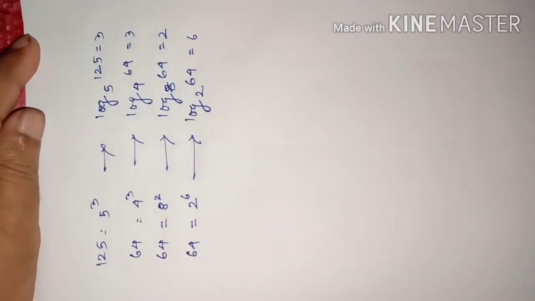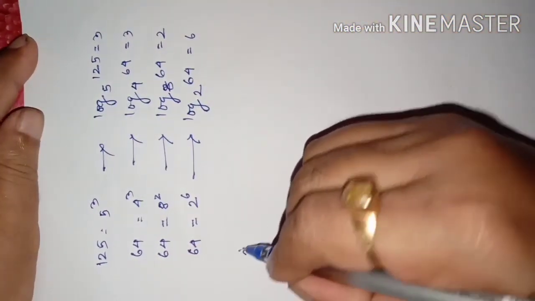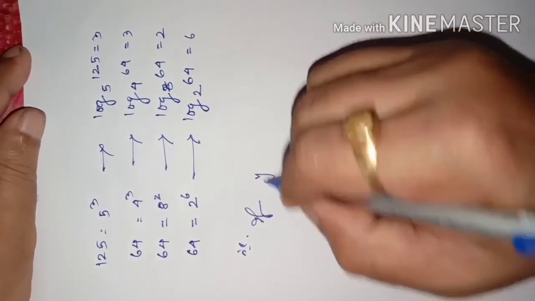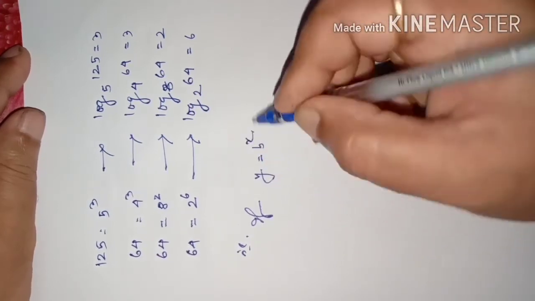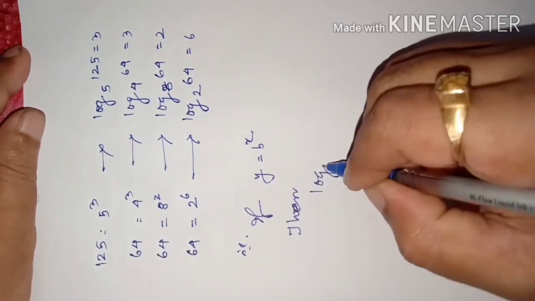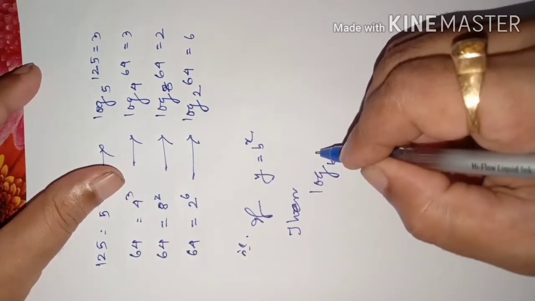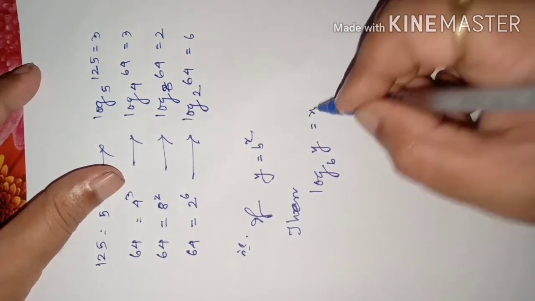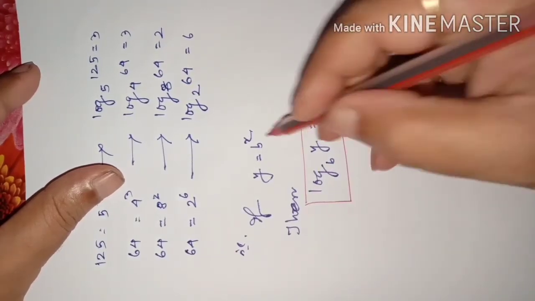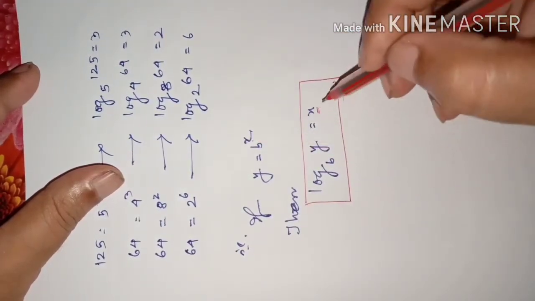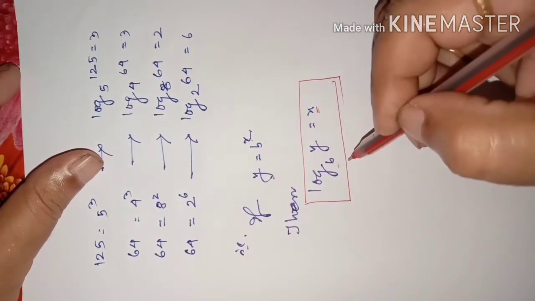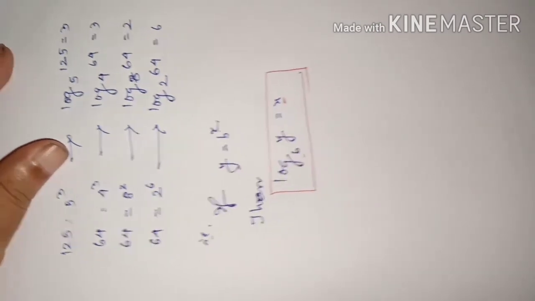So that is logarithm. That is, if y is equal to b to the power of x, then log to the base b of y is equal to x. This is logarithm. Means the exponent is expressed as the logarithm of y to the base b. Now you see the laws of logarithm.